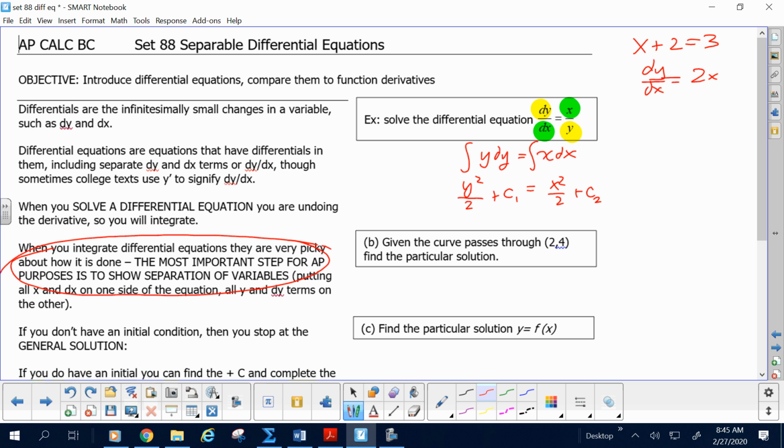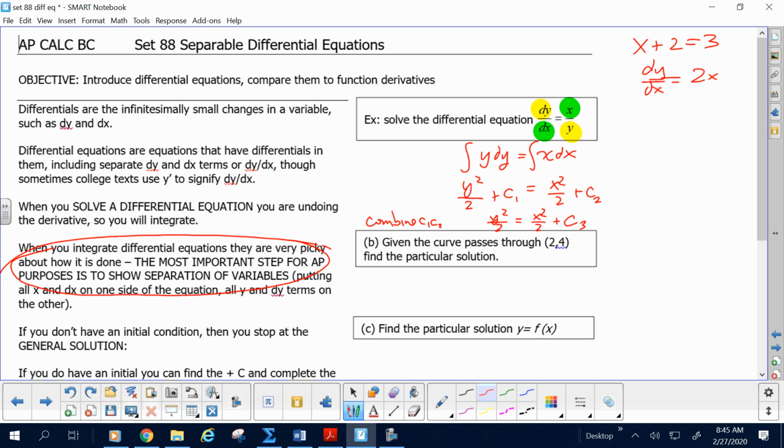Follow me? Now, just so we're clear though, say I combine the constants. It's arbitrary, c1, c2, c, whatever. I could subtract c1 over and get y squared over 2 equals x squared over 2, and I could call that new constant c3, for all I care. You with me? Are you with me? Yes.